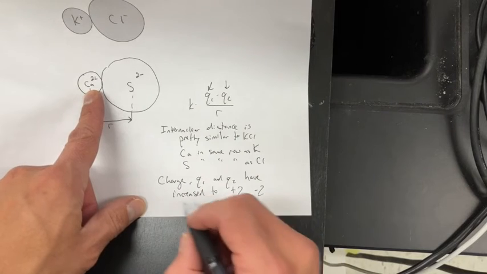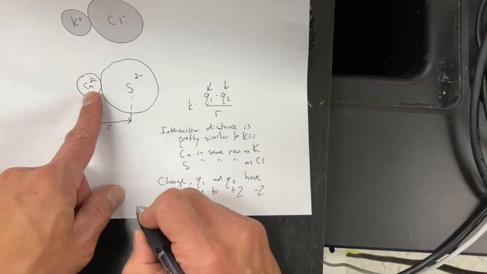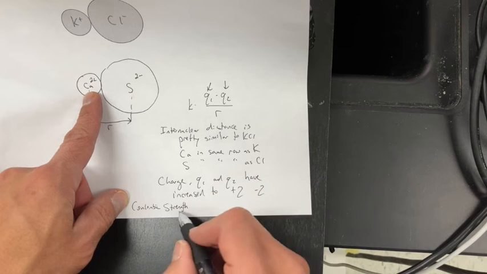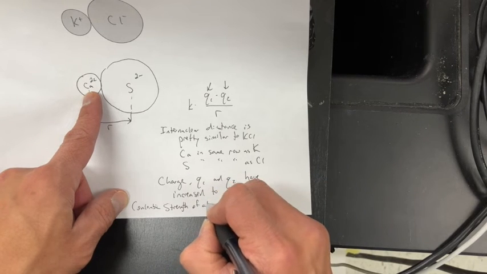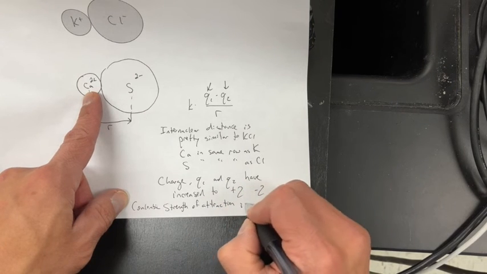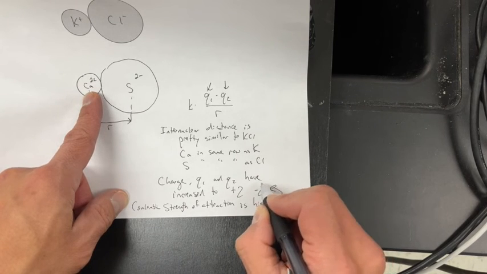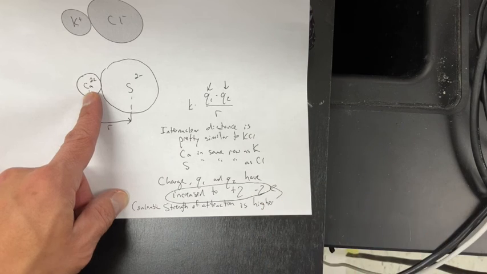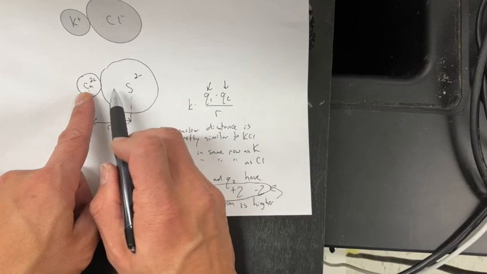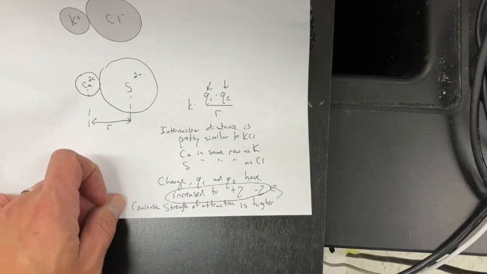Because we've increased the charge, the Coulombic strength of attraction is higher. AP readers love it when you use the word Coulombic: the Coulombic strength of attraction, or just Coulombic attraction, is higher because of this right here. We've doubled the charges, and that's going to make this strength a lot higher. So the melting point for CaS is going to be much higher. It's a lot harder to pull that apart, and any other properties that go with it.